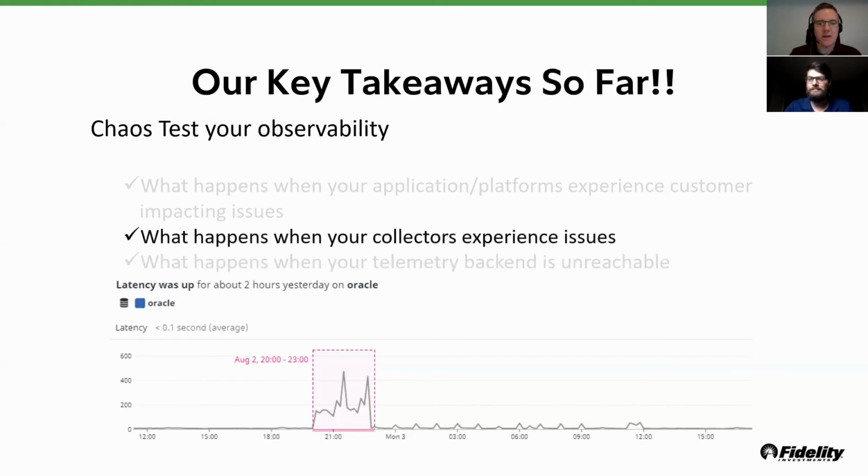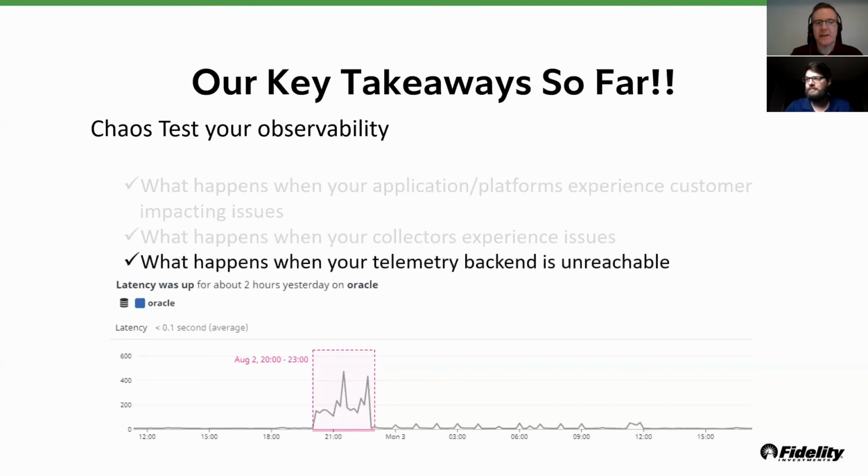As well as testing our application observability, we also want to test our telemetry system for failures. For example, what happens when our collectors fail? Do we lose data? Do new collectors get spawned? That type of thing. And finally, what happens when our telemetry backend is unreachable?